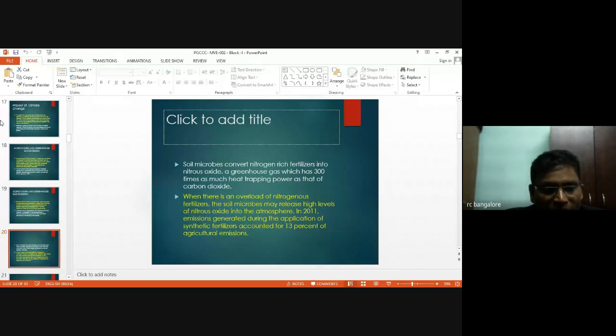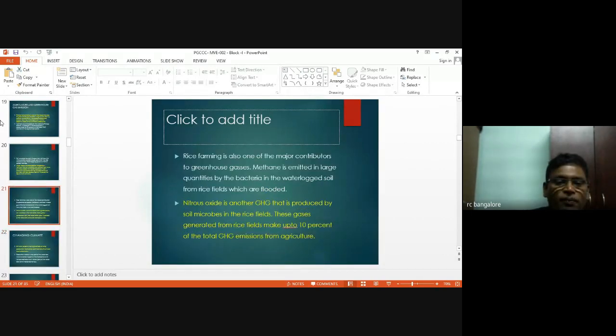In 2011, emissions generated during the application of synthetic fertilizer accounted for 13% of agricultural emissions. So it accounts for 13% of the agricultural emission. Rice farming is also one of the major contributors to greenhouse gases. Methane is emitted in large quantities by bacteria in the waterlogged soil of flooded rice fields.